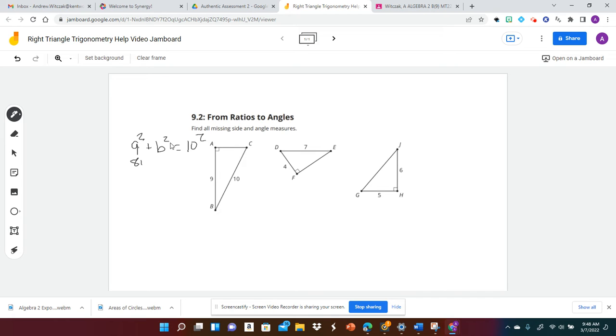So we have 81 plus b squared equals 100. And then subtracting 81 from both sides, we have b squared is equal to, so 100 minus 81 is 19. So then taking the square root, we would have b is equal to the positive square root of 19.